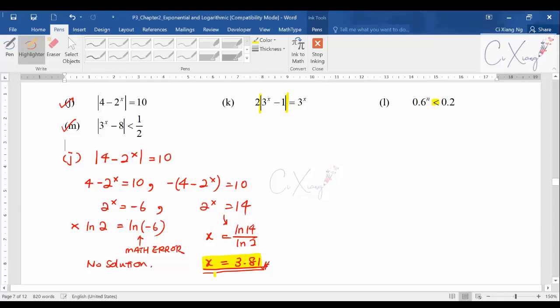So again, the rule that I apply is the modulus rule. When I want to split the modulus function into non-modulus form, one function keeps its original form, and another function gets negative. This is what you learned in chapter 1 before. I hope that you can do some simple revision if you already forget. Okay, then we continue to part M.